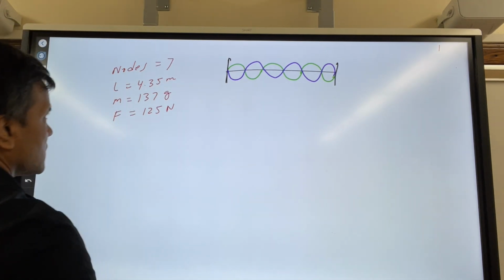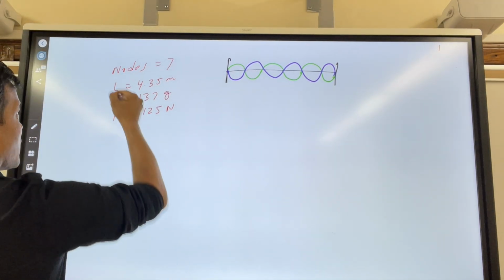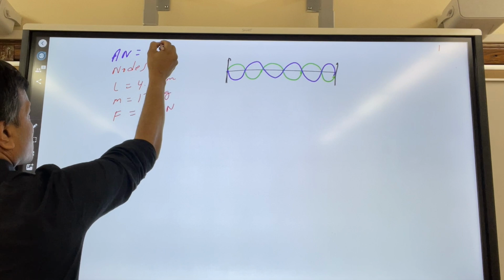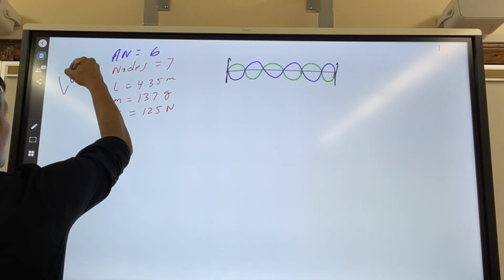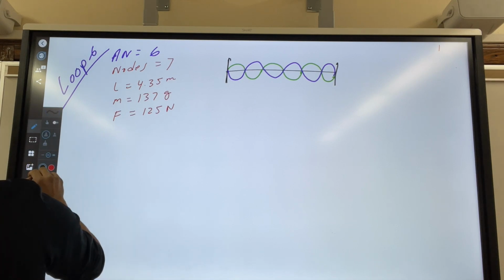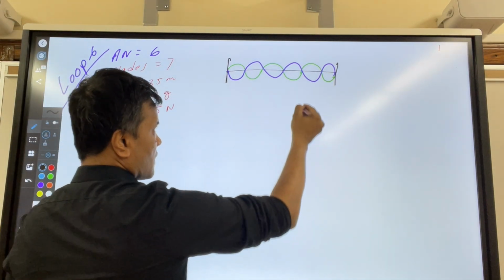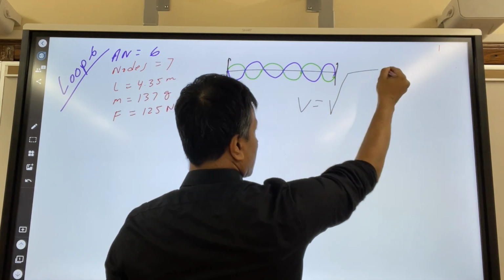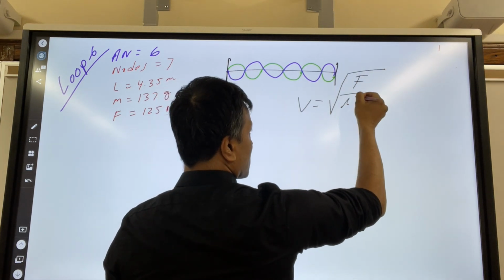Okay, good. So how many nodes? 7 nodes. How many anti-nodes? 6. How many loops? 6. Okay, all right. I want to find the velocity. Velocity is, next time I'm going to prove this equation.